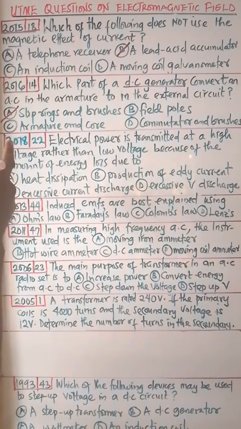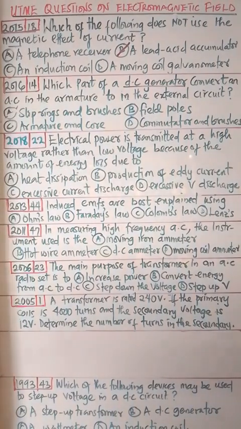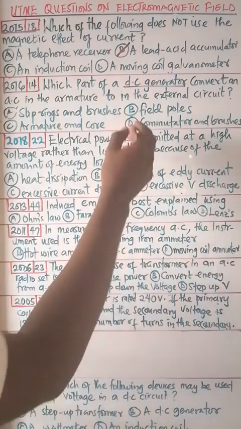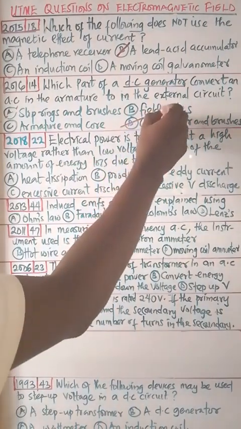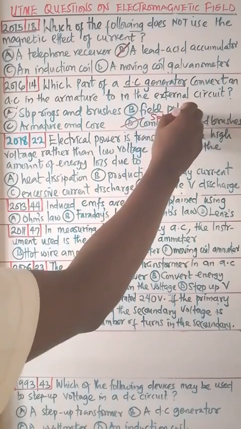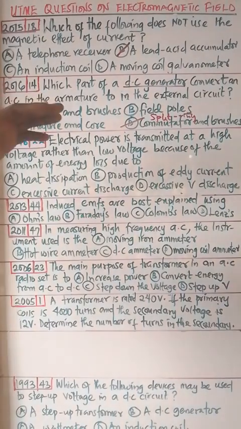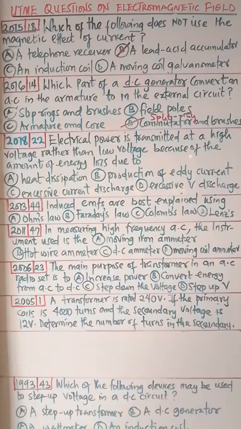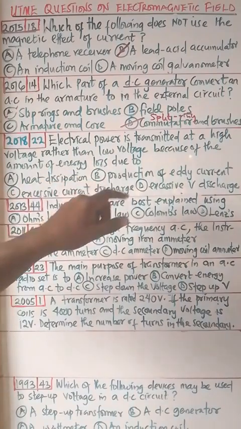Which part converts? The part that converts is actually the commutator, the split ring commutator. So whenever you see commutator, just know that we're referring to the split ring commutator. So the split ring is responsible to convert what? AC to DC.